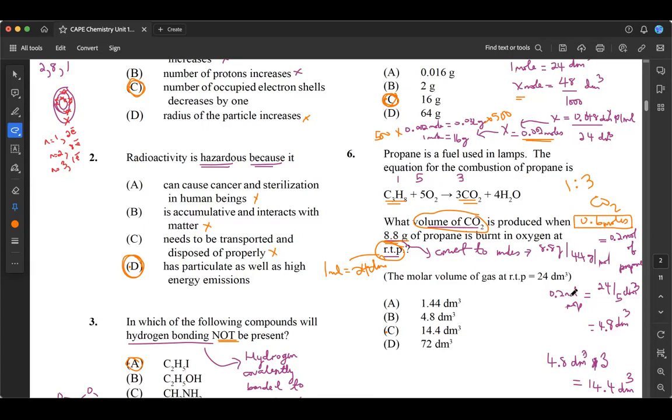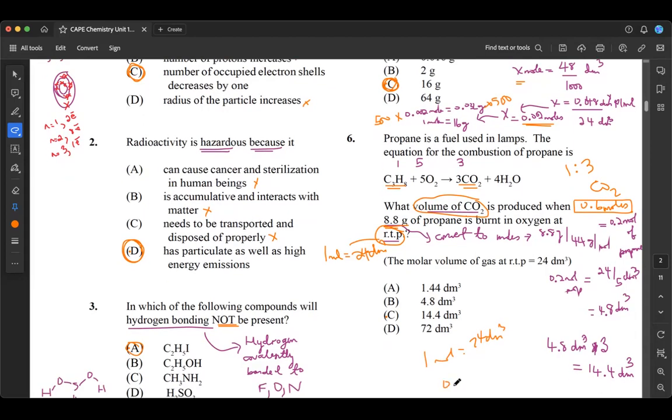And so 0.2 moles is going to occupy what? 24 dm cube over 5 dm cube, because 1 mole, remember now, would occupy 24 dm cube. So a fifth of that, which is 0.2, would occupy 24 divided by 5. So a fifth of it is what we have in propane. So that's 4.8 dm cube. So this 8.8 grams of propane actually occupies 4.8 dm cube.